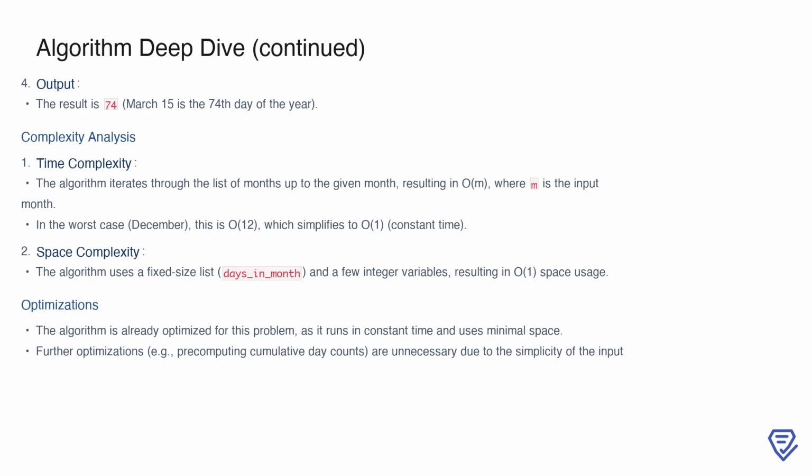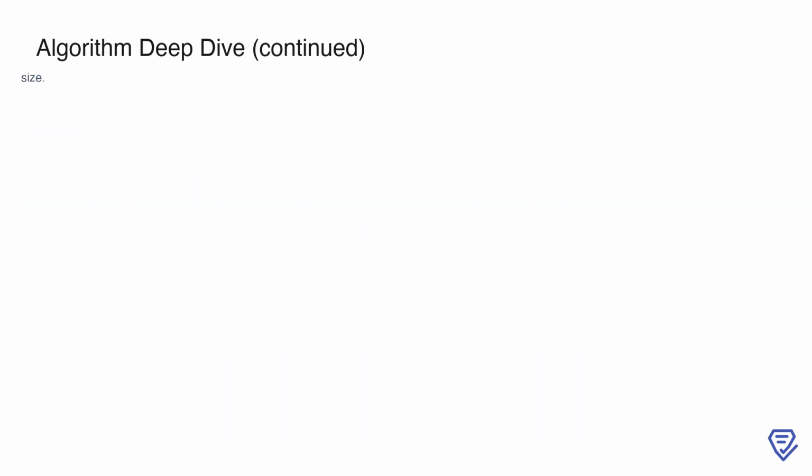For space complexity, the algorithm uses only a fixed size list for the days in each month and a few integer variables for calculations. This results in O(1) space usage. Given the simplicity of the input and the constraints of the problem, the algorithm is already optimized and does not require further enhancements. Pre-computing cumulative day counts is unnecessary due to the limited scope of this calculation. This makes the algorithm both efficient and well-suited for the problem. Its constant time and space complexity ensure it handles any valid input date effectively within the bounds of the problem constraints.